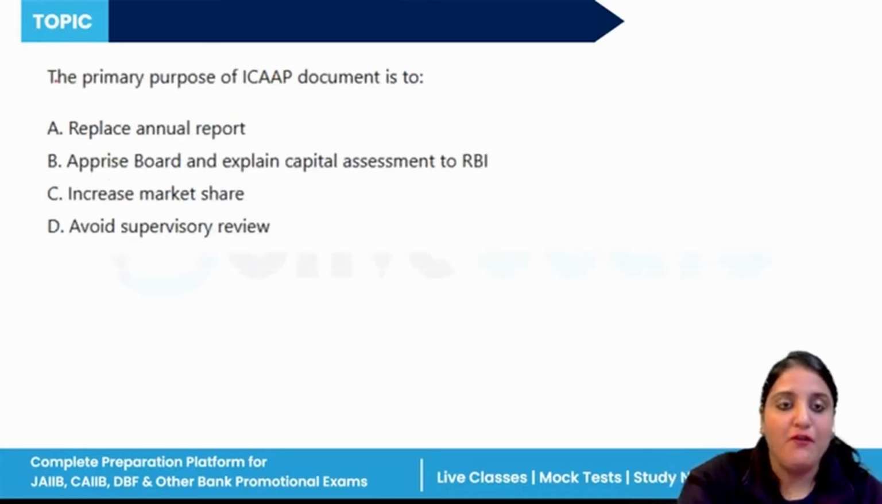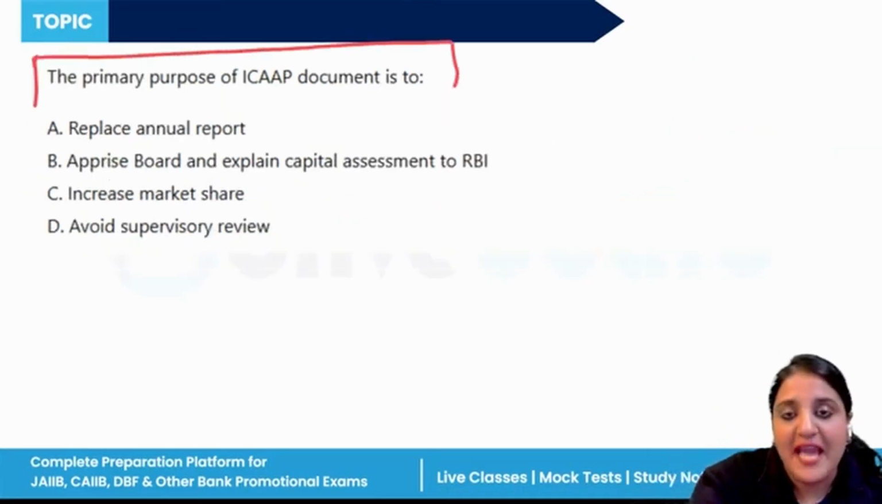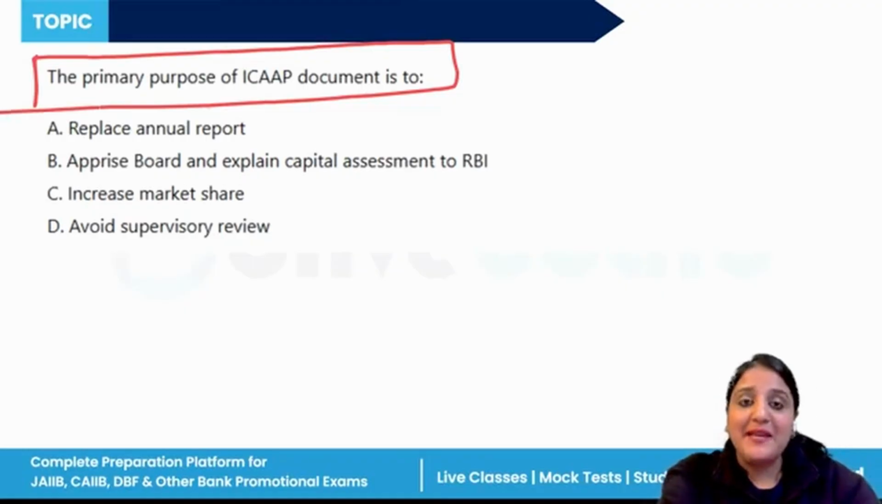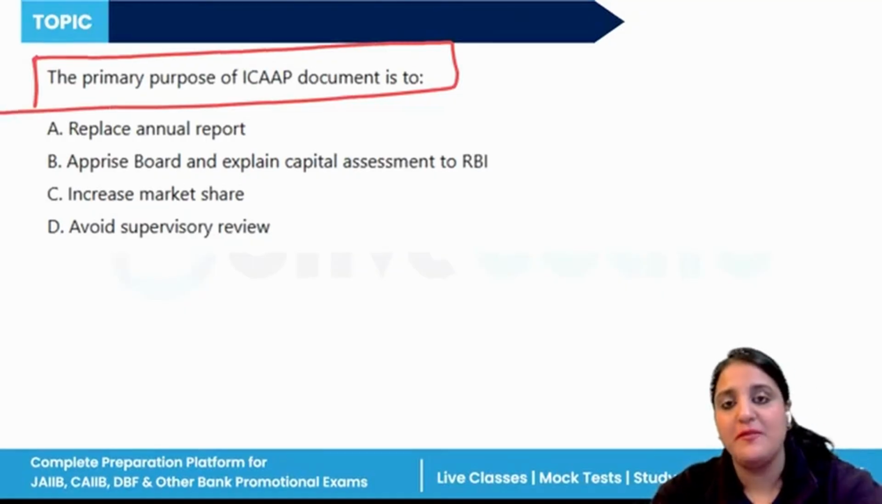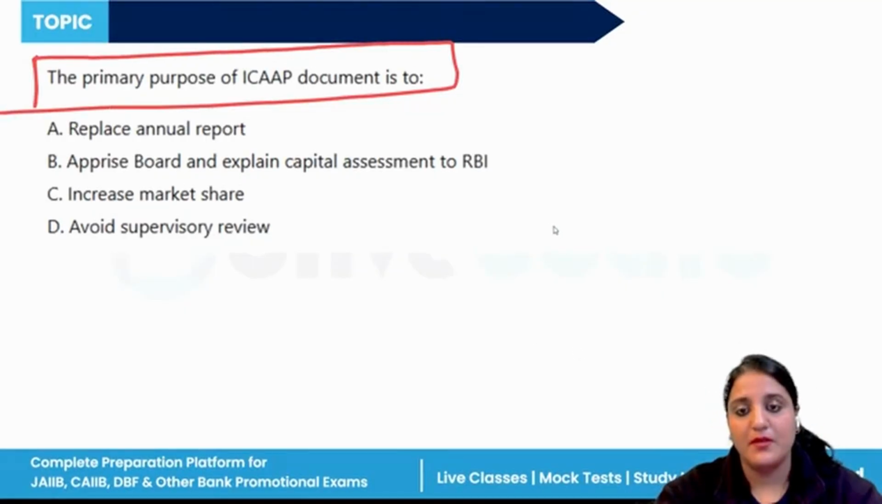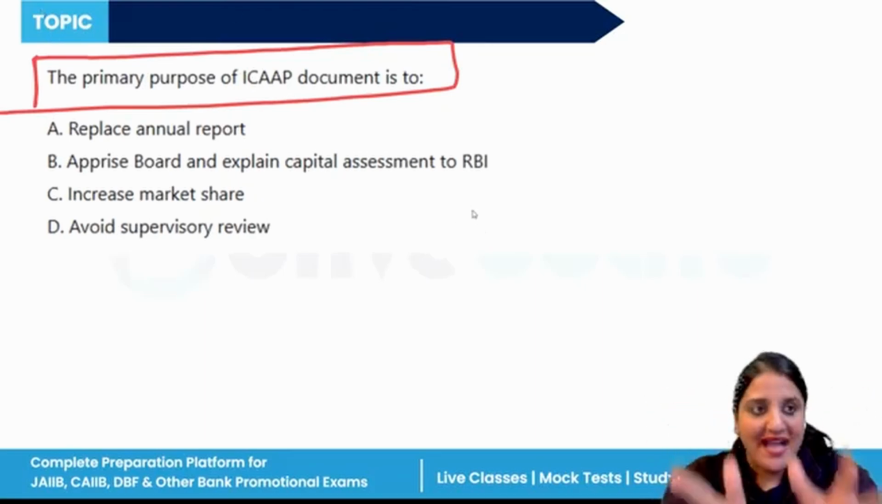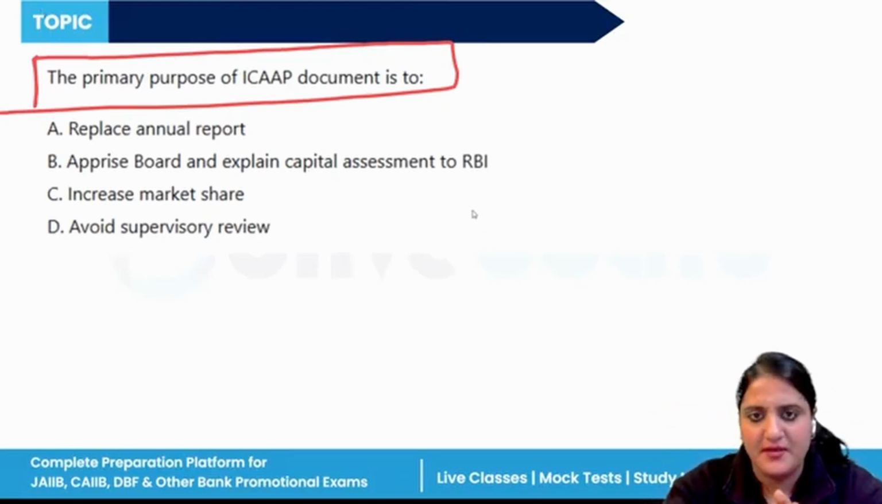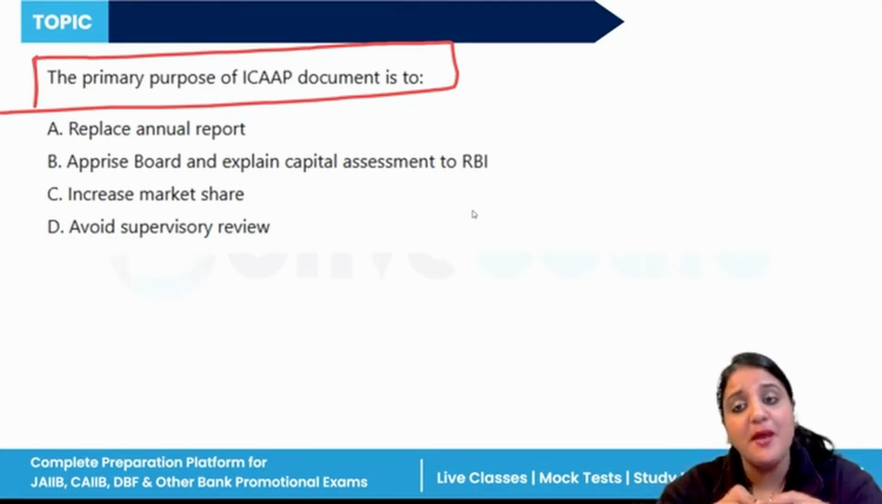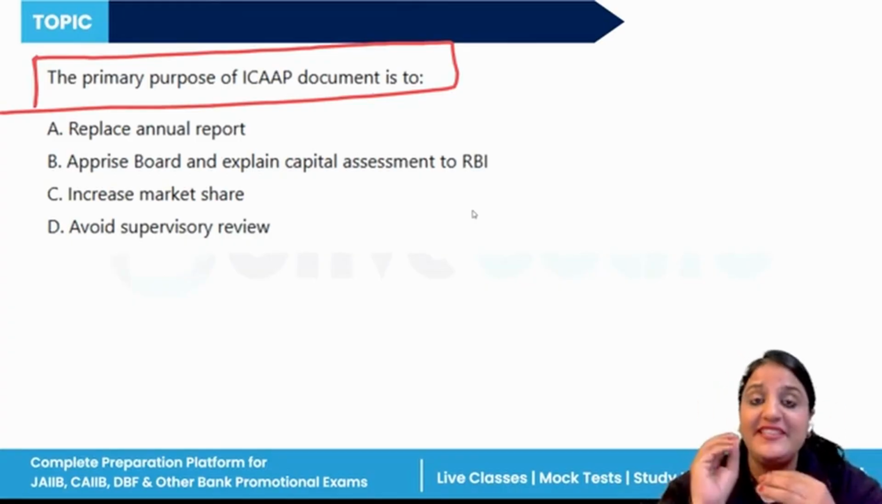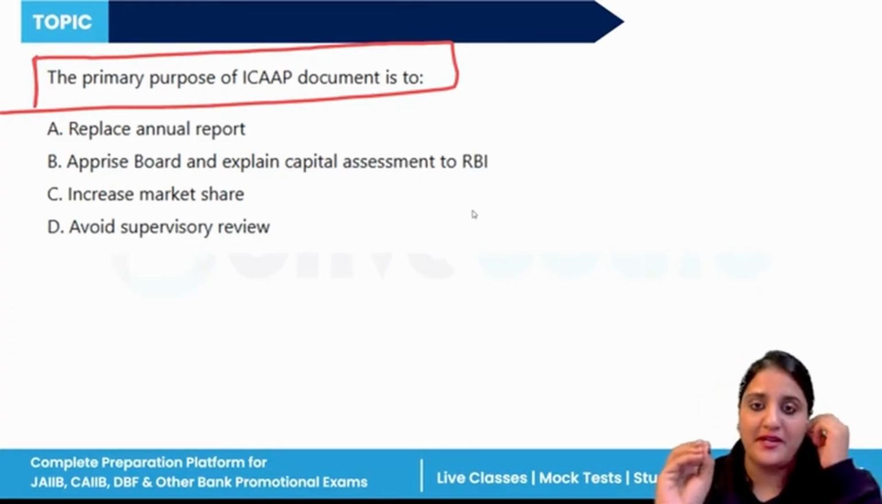Now, what is the primary purpose of the ICAAP document? The primary purpose of the ICAAP document is to what? So very simple. Imagine yourself as a chief risk officer. You present ICAAP to whom? The board of directors and RBI supervisors, and you submit a detailed document. That is the ICAAP document.